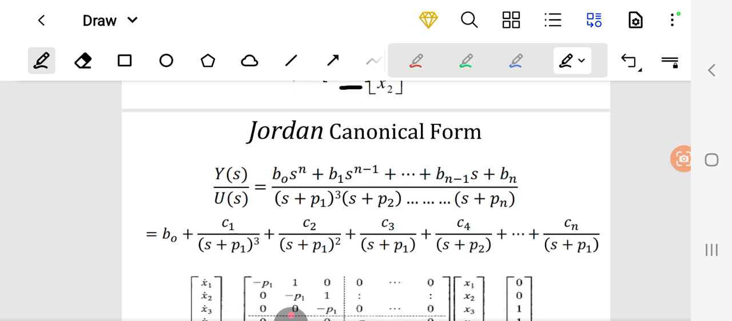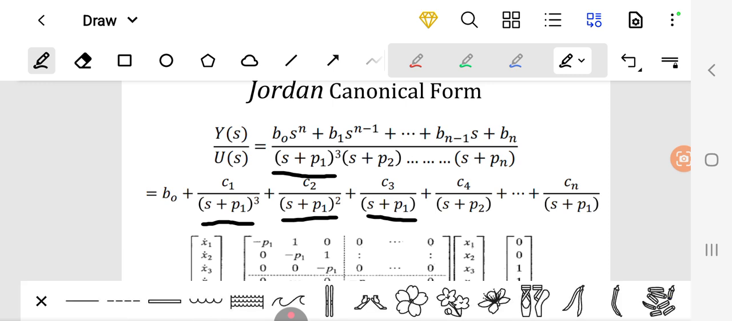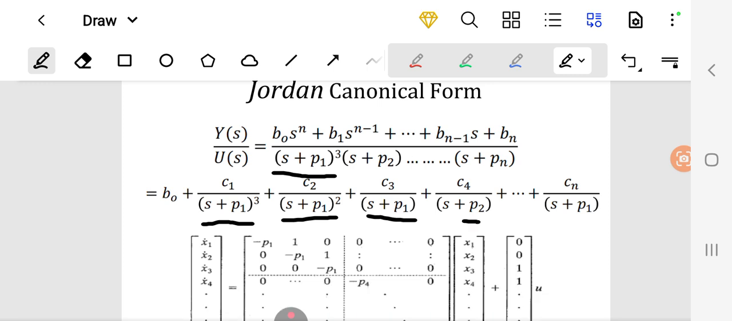Now we will see the Jordan canonical form, where we have multiple pole s plus 1 power 3. This will get us three partial fractions for s plus 1, which is c1 over s plus 1 power 3, and c2 over s plus 1 power 2, and c3 over s plus p1. And for the rest, c4 over s plus 2 until cn over s plus pole number n.